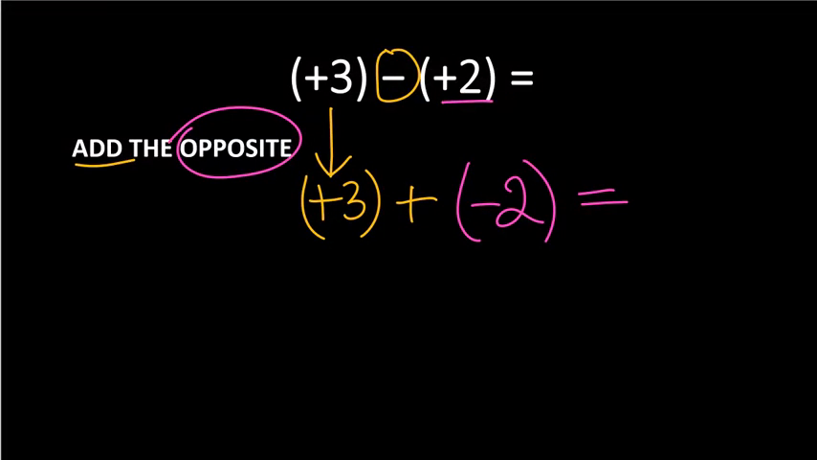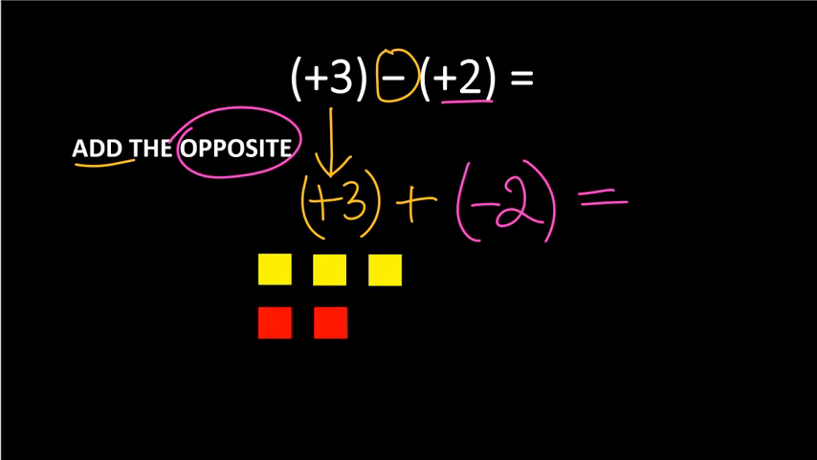So positive 3 means we have 3 yellow tiles. So let's draw 3 yellow tiles first. All right, so negative 2 means 2 red tiles. So let's draw 2 red tiles. So now we have all of our tiles drawn in.